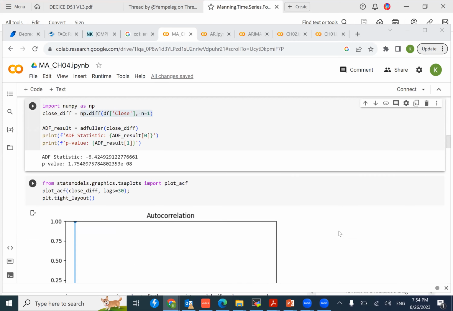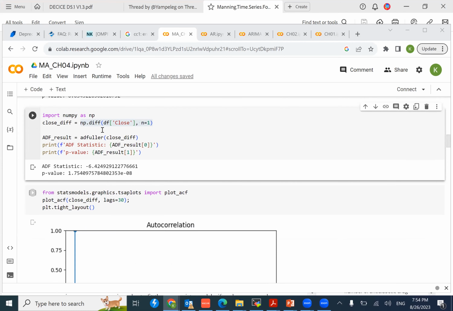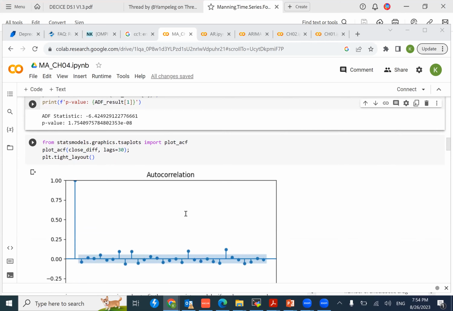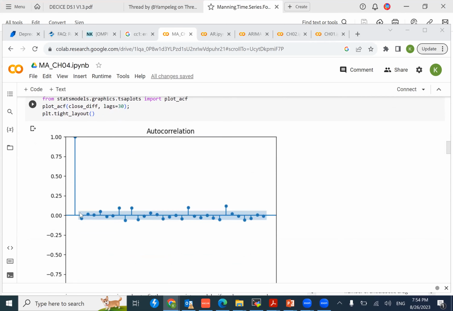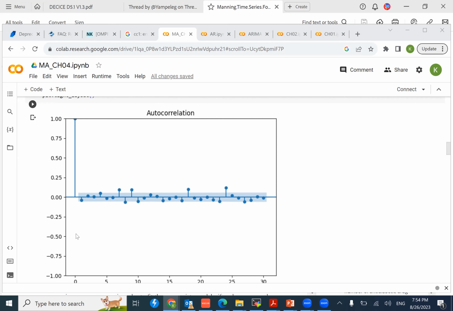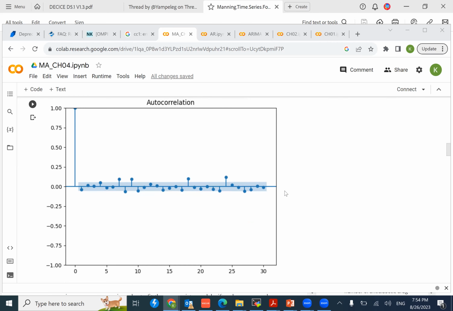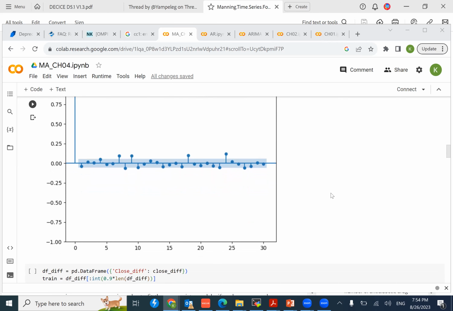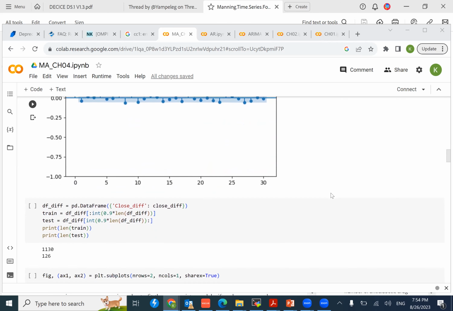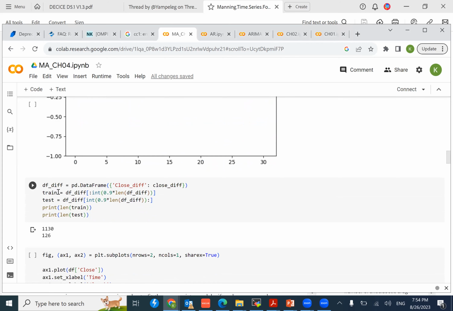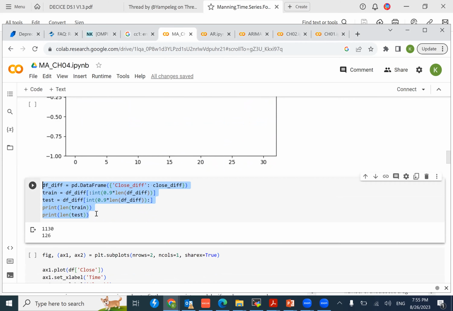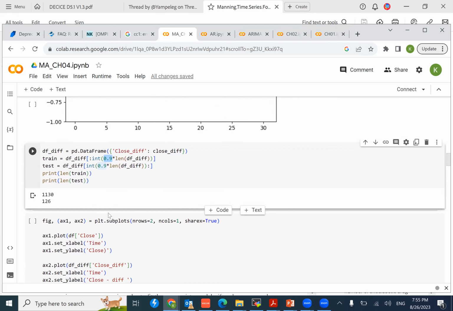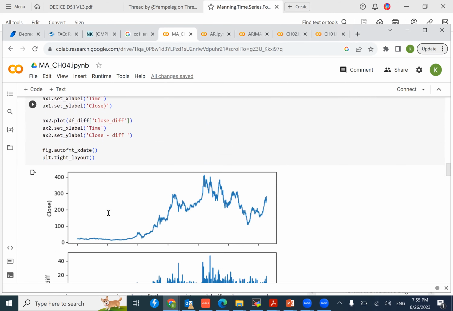To identify a stationary process, you differentiate, look at the p value, and then plot the autocorrelation. If the autocorrelation values after 0 and 1 are very, very low, it means it's stationary. Then we can use it for our prediction. In the next step, we are splitting the data set into train and test, 90% for training and 10% for testing. Nothing big there.